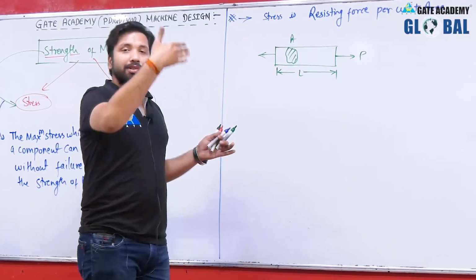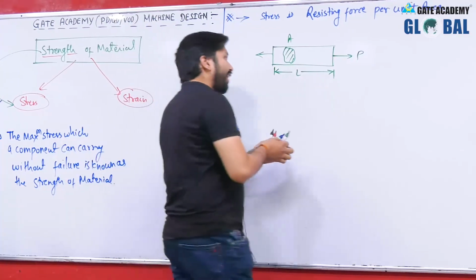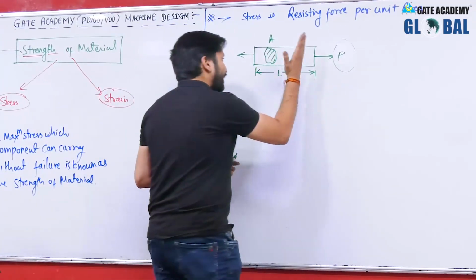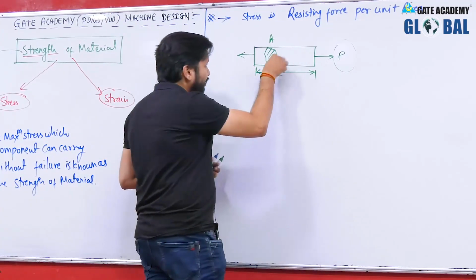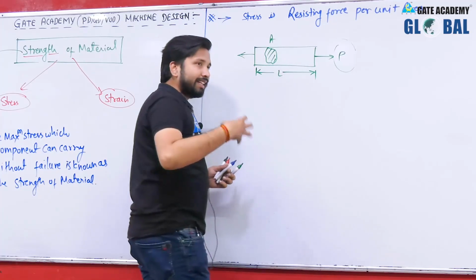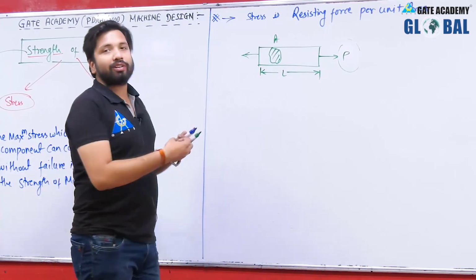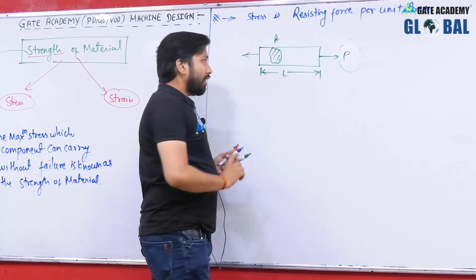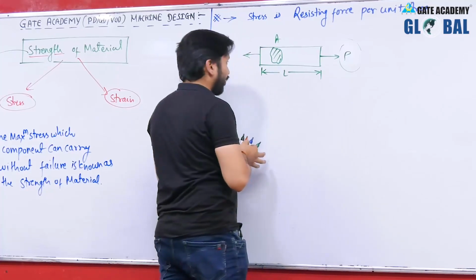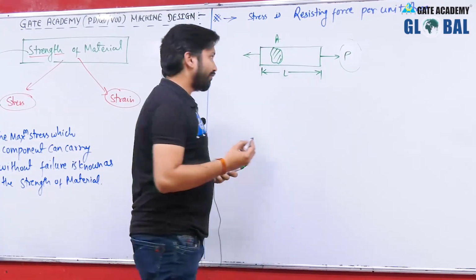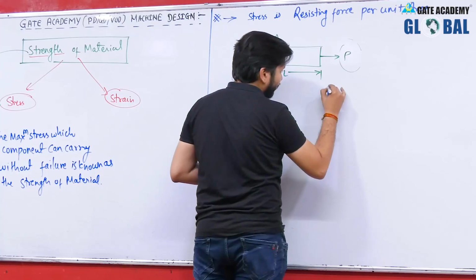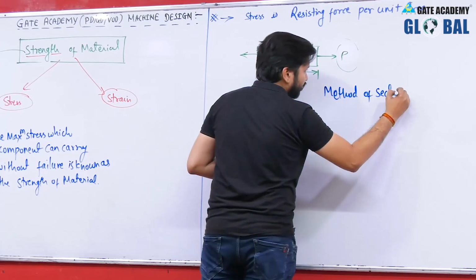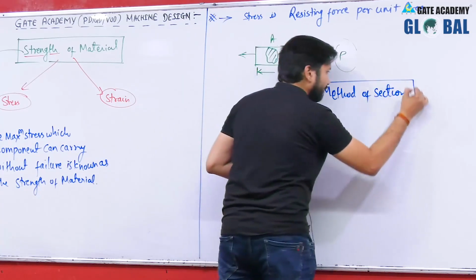Hence, it will produce some resisting forces so that the effect of the external force can be encountered. Hence, the internal forces will be produced in the material, and this is because of the intermolecular attraction force between the molecules of the member. So, if you want to analyze the magnitude of the resisting force, then we will be using the method of section.